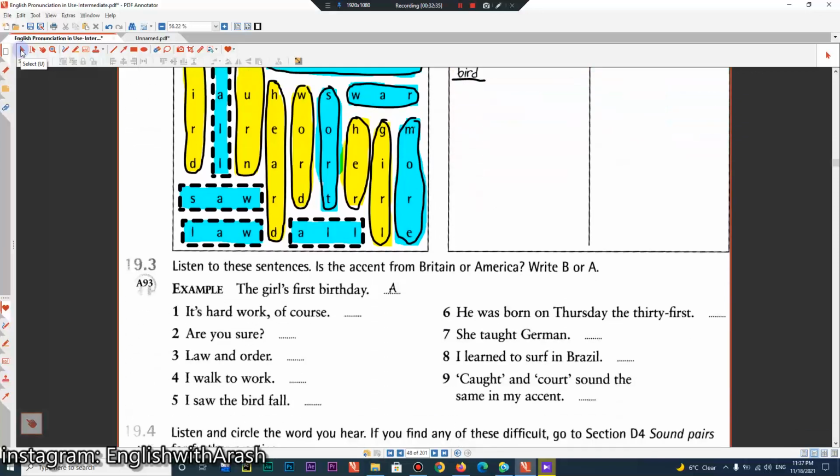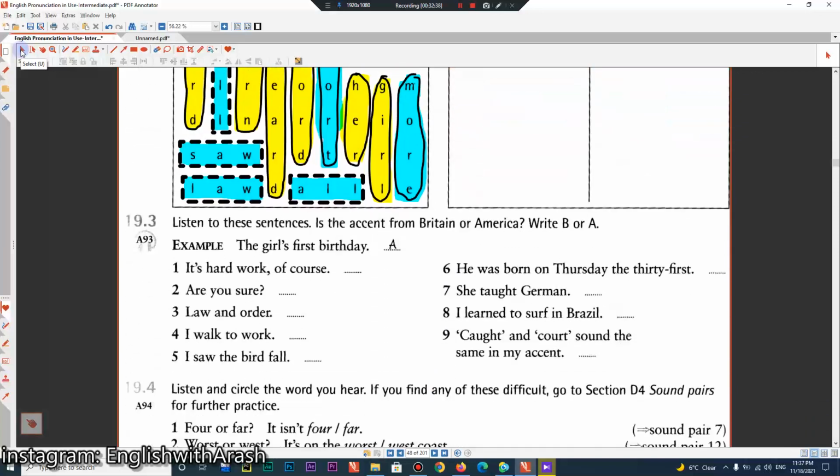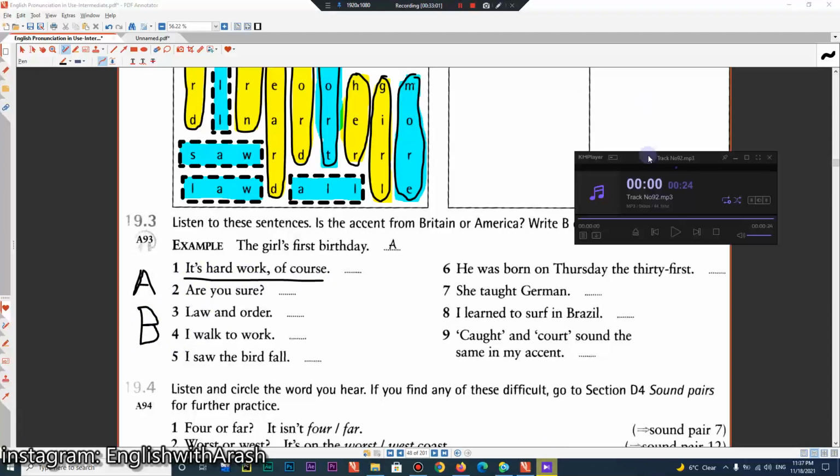Okay, so the next part, you should listen and tell me, is it American, A, or is it British, B? You are going to listen to number 1 and tell me, is it American or is it British accent? Let's see if you can recognize that. Let's start.